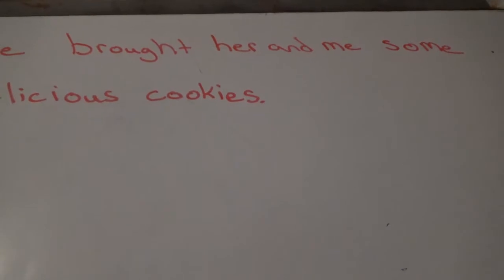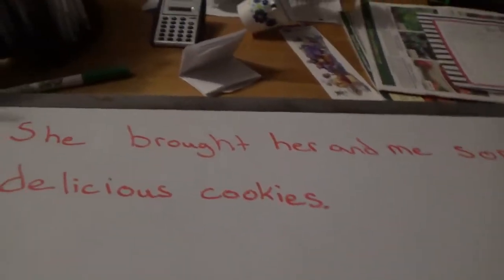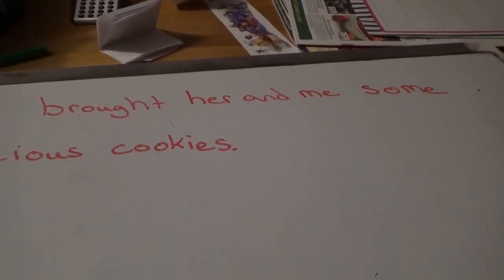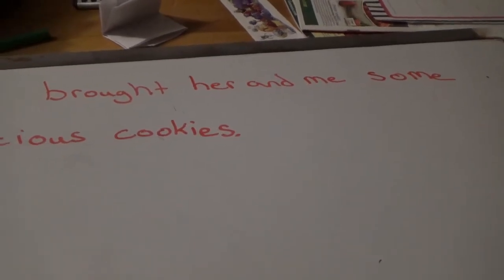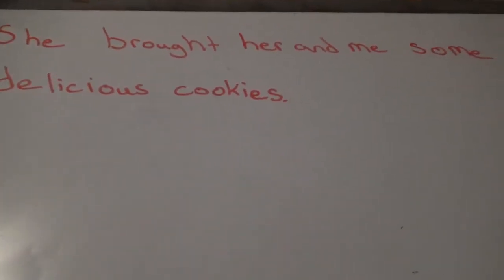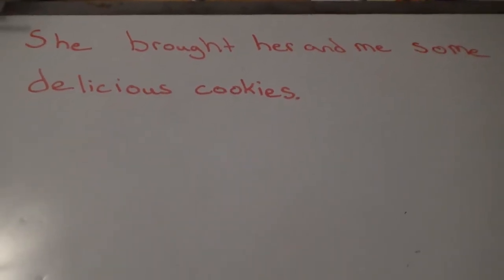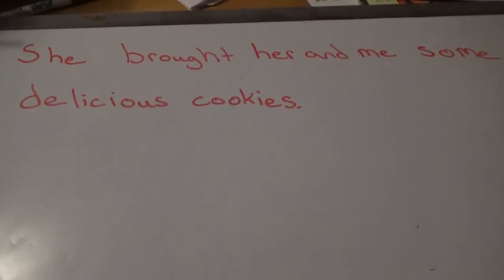Particularly for these sentences, you're going to want that handout that says, let's see, I believe it says diagramming, conjunctions and compound situations at the top. You're going to want to have that handy, either where you can flip to it easily in your binder or out of your binder so that you can use it to help you diagram a couple of these sentences. So, she brought her and me some delicious cookies.